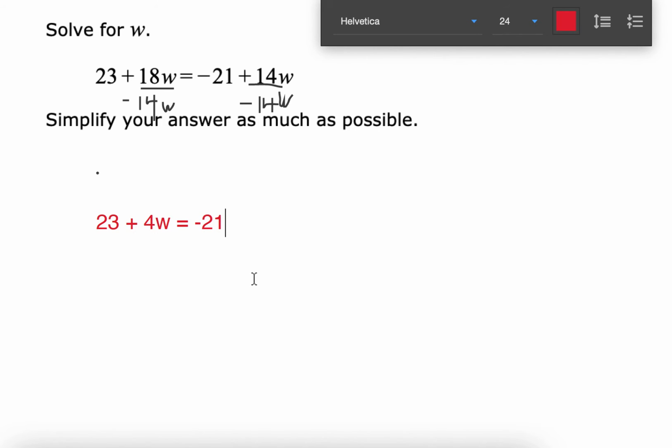Now, if I'm trying to get W by itself, next step is I'm going to subtract 23 from both sides of the equation. Because if I do that, a positive 23 minus 23 makes 0. So I'm just left with 4W on the left side.